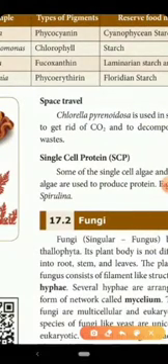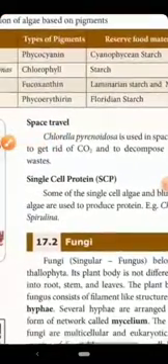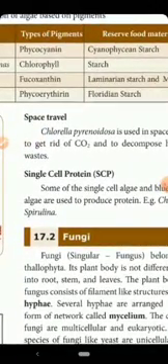Next, space travel. Chlorella pyrenoidosa is used in space travel to get rid of CO2 and to decompose human waste. This one you have to understand well. This Chlorella pyrenoidosa, these types of algae can relieve or deliver the CO2, and at the same time decompose the human waste.